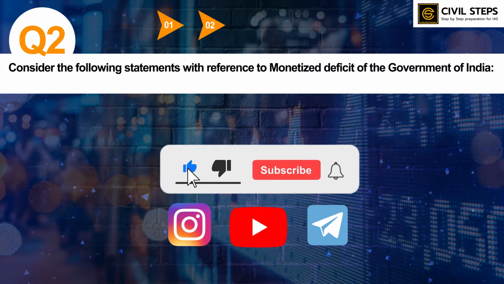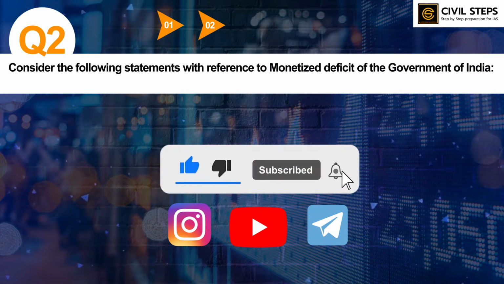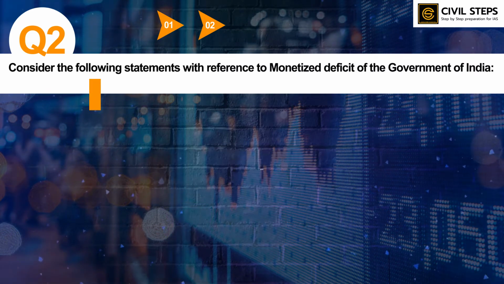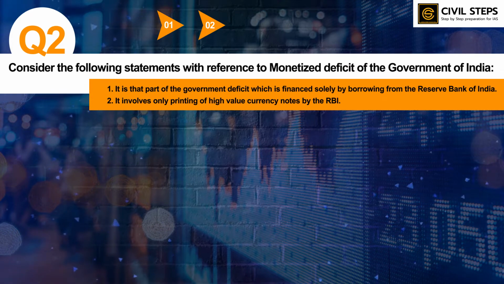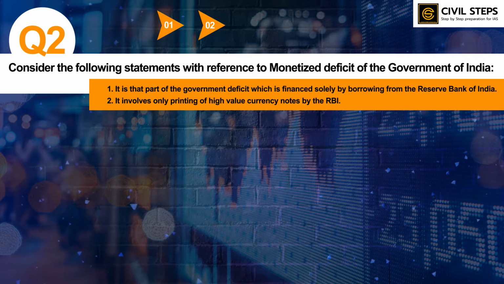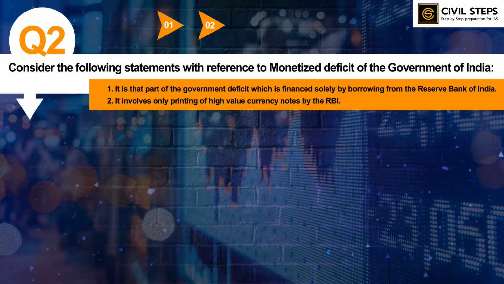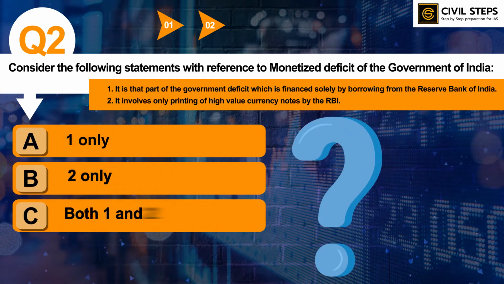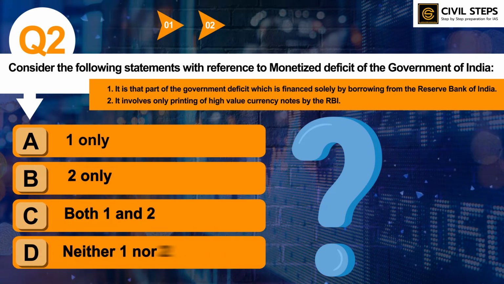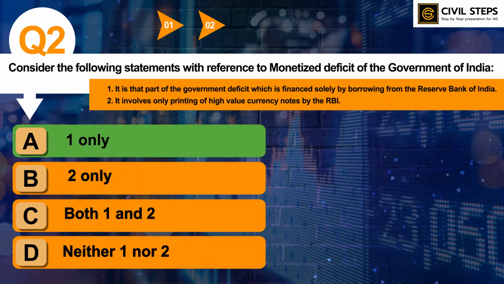Consider the following statements with reference to monetized deficit of the government of India. First, it is that part of government deficit which is financed solely by borrowing from the Reserve Bank of India. Second, it involves only printing of high value currency notes by the RBI. So, which of the statements given above is or are correct? Option A 1 only, B 2 only, C both 1 and 2, D neither 1 nor 2. So, the correct answer of this question is option A 1 only.